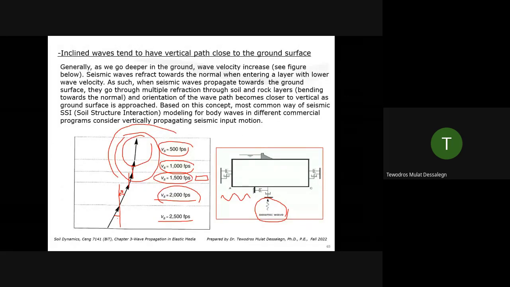You can go through this write-up. So that's a common way of SSI, soil structure interaction modeling concept. So we are slowly getting into the practice, the application of this wave theory to our geotechnical analysis, especially in software modeling.